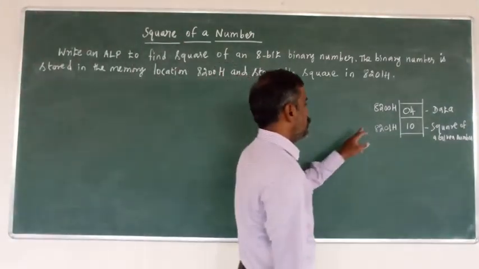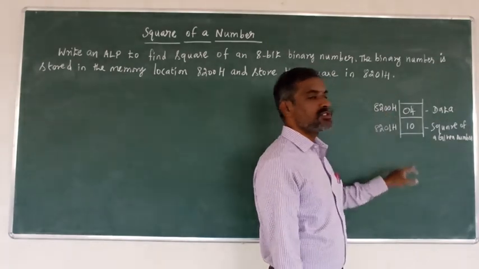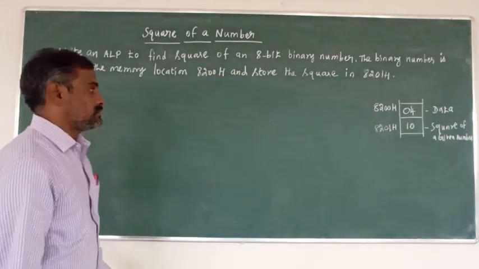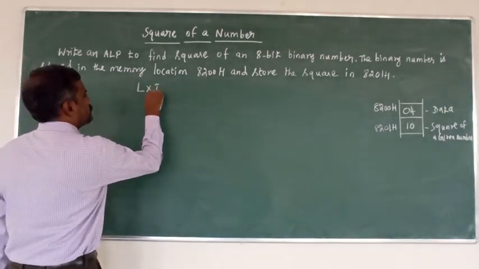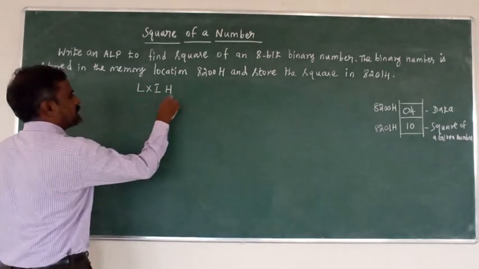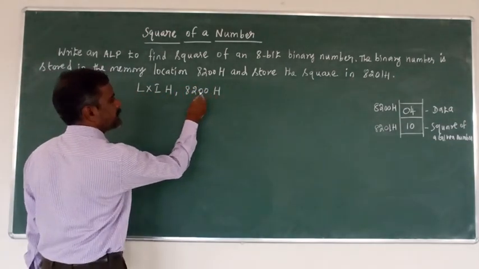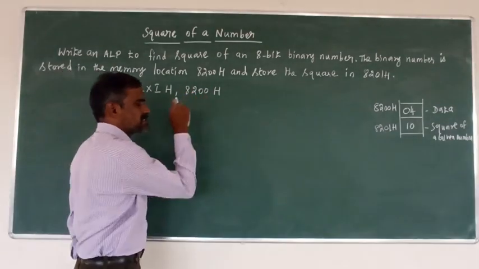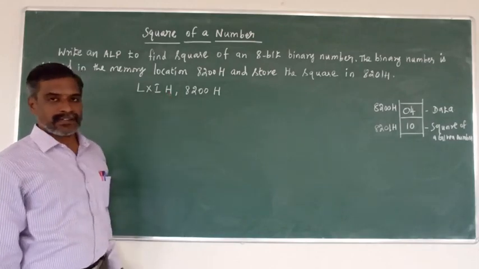First, load 04 data in 8200 memory address location. First, we have to initialize the memory address: LXI H, 8200H. This is for the L register and this is for the H register. These two represent memory, the memory pointer in the HL register pair.